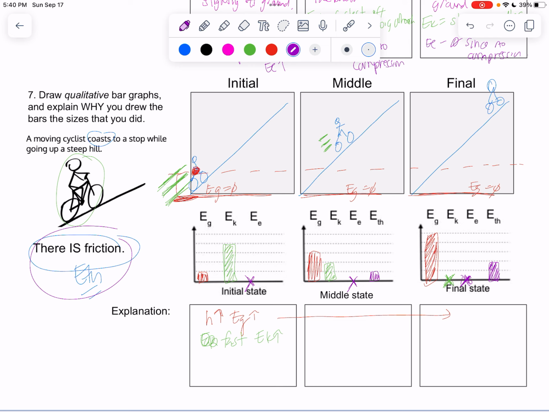Because as she moves, she's wasting energy all the way to here, and then she's wasting more energy all the way to the top. And that has to get bigger. And none in the first picture. All right, so now let's check our totals.